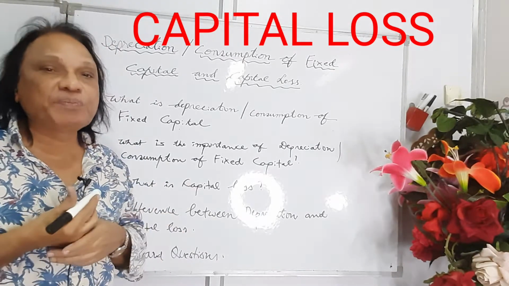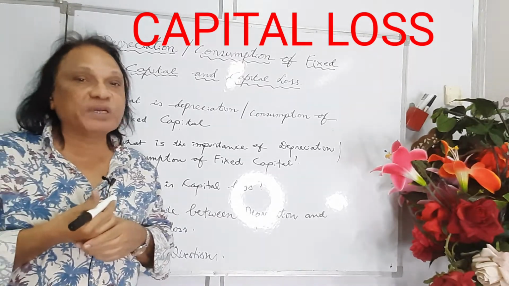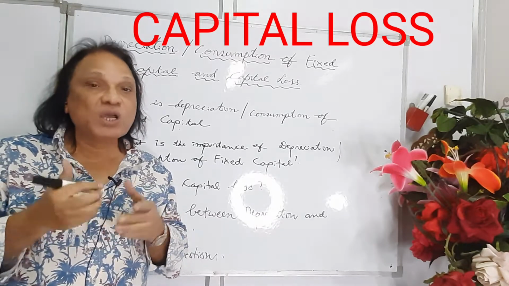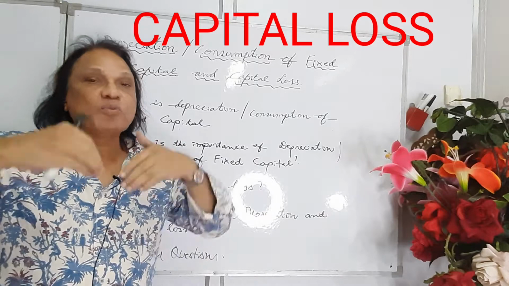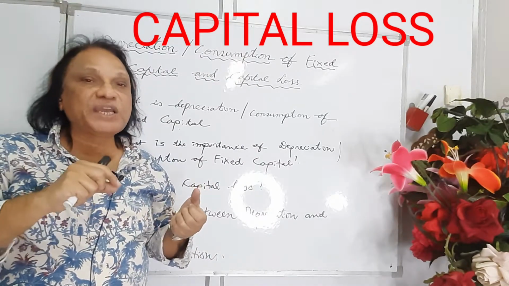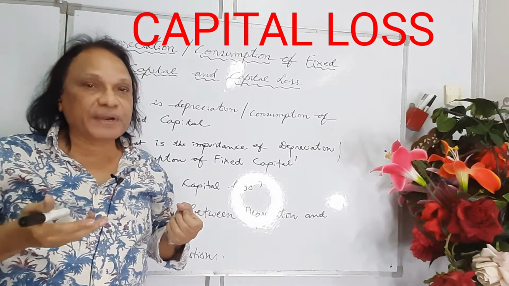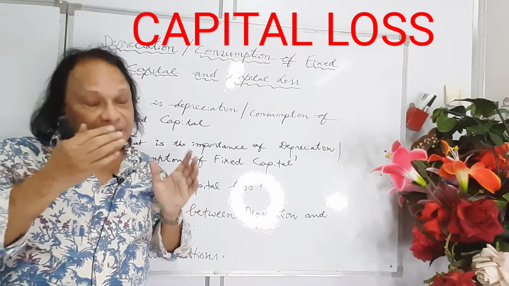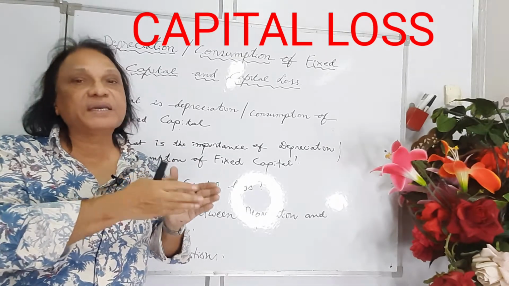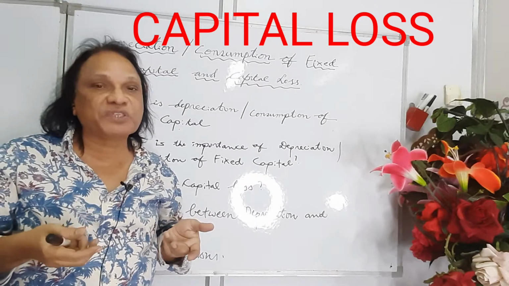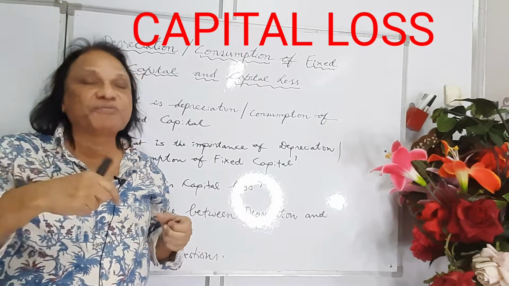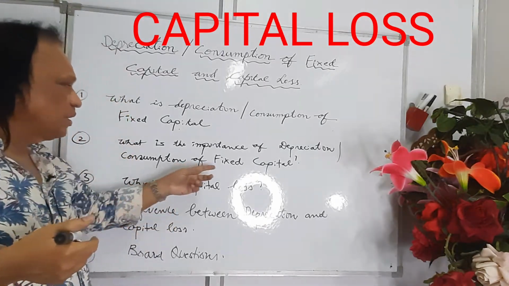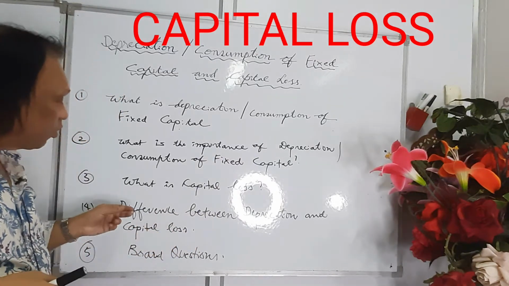For example, you have GDP, gross domestic product, which we'll be discussing. From GDP, if you subtract depreciation or consumption of fixed capital, you get NDP, net domestic product. From GNP, gross national product, if you subtract consumption of fixed capital or depreciation, you get net national product. From any gross value, if you subtract depreciation, you get net value. Or if you add depreciation to net value, you get gross value. We'll be discussing it at the end of all the 5 questions.